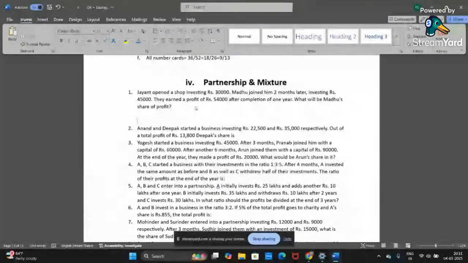Jayant opened a shop investing 30,000. Madhu joined him 2 months later, investing rupees 45,000. They earned a profit of rupees 54,000 after completion of 1 year. What will be Madhu's profit? So, how to find this?